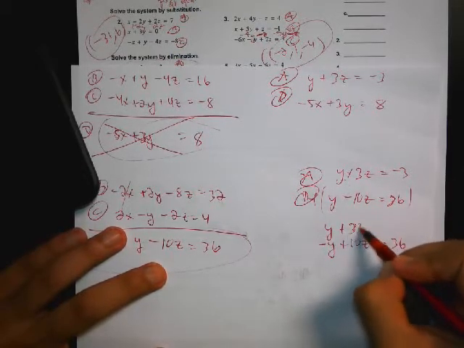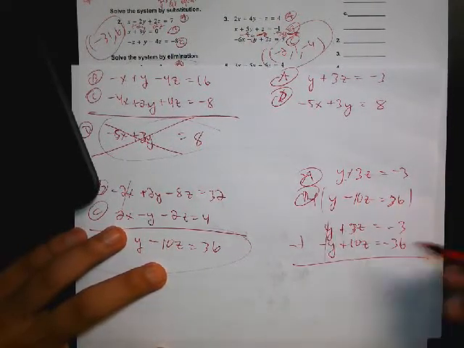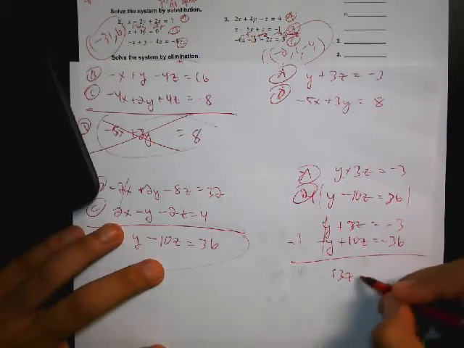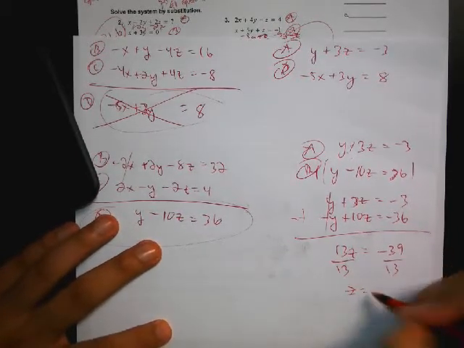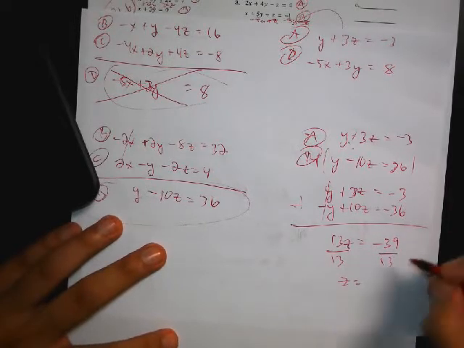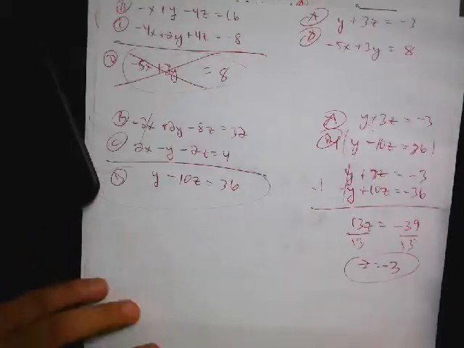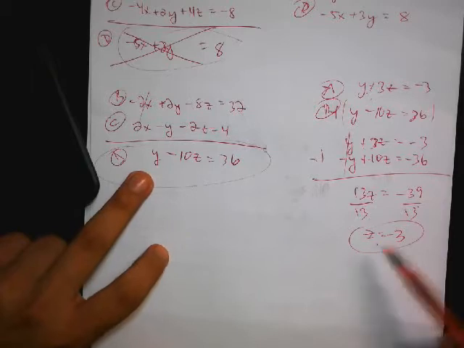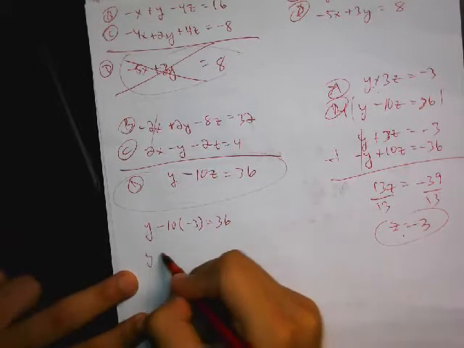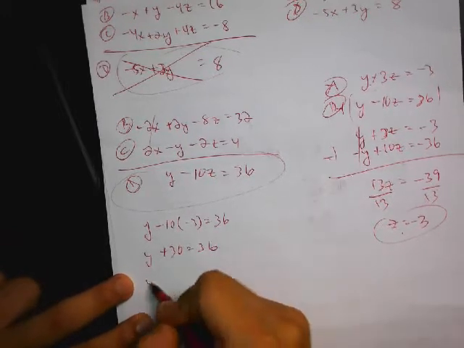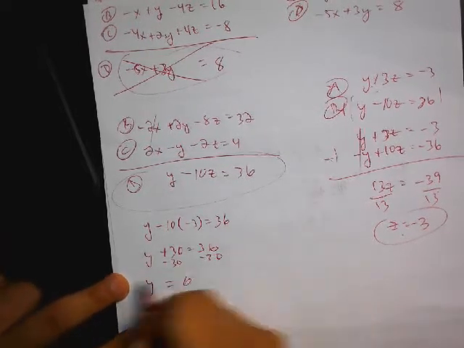And then my top is y plus 3z equals negative 3. Add those two, my y's cancel. 13z is equal to negative 39. Divide by 13, z is equal to negative 39 divided by 13, negative 3. Go ahead and back substitute into this one here to get my y. Y minus 10 times negative 3 equals 36. Y plus 30 equals 36. Subtract 30. Y equals 6.